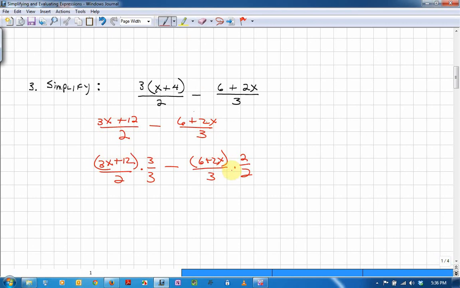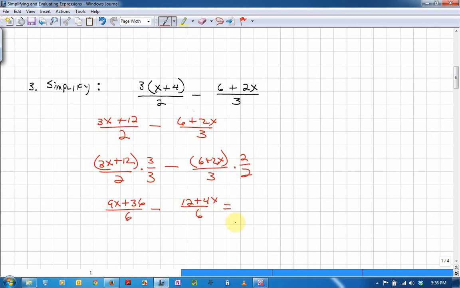All right, so let's go ahead and do that multiplication. I'm going to have this 3 times 3x, that would be 9x. 3 times 12 is 36 over 6. Minus this 2 will multiply by the 12 by the 6, give me 12s. And 2 times 2 is plus 4x over 6.